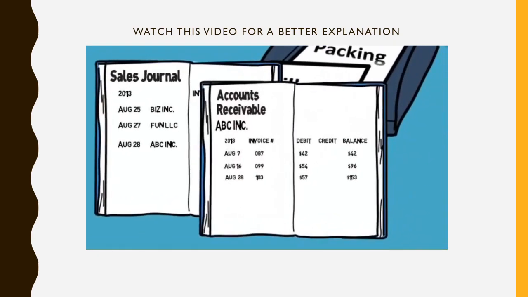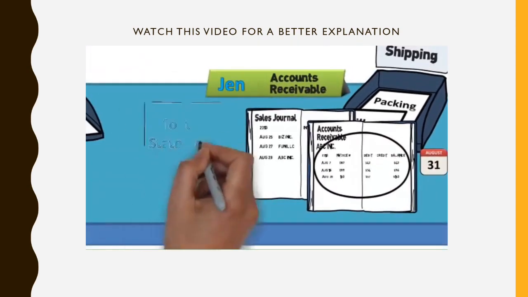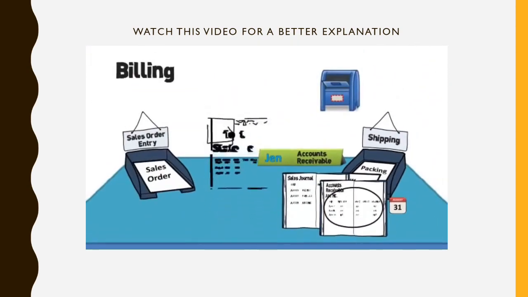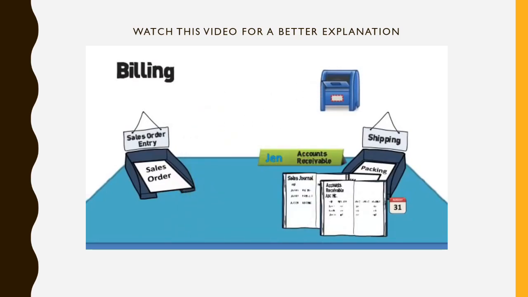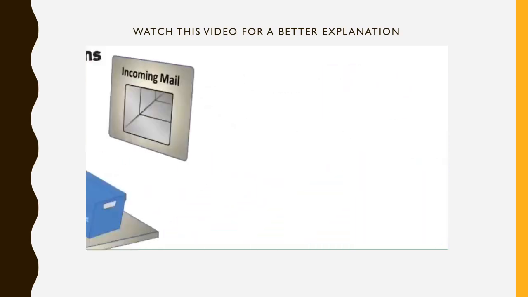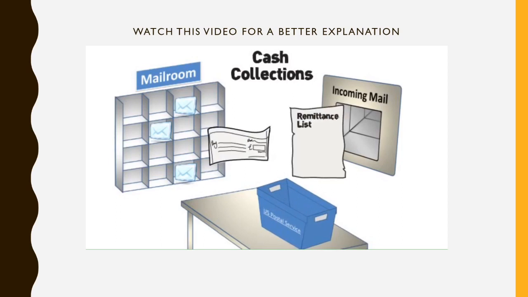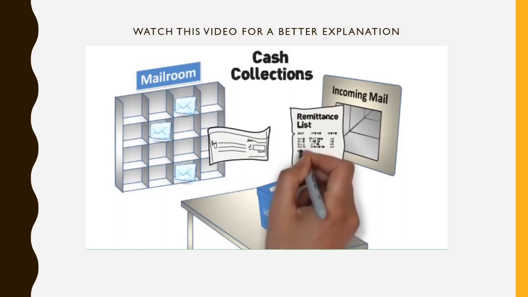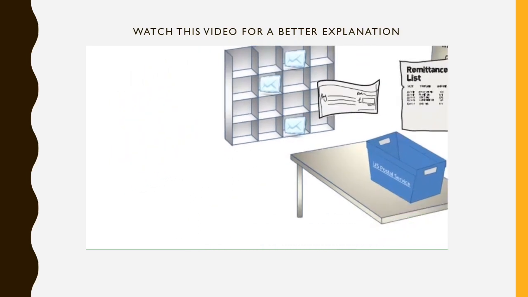At the end of the month, Jen takes this information and drafts up a monthly statement that is also sent to the customer. The cash for this sale is then collected when the customer pays this invoice. After the payment comes in, it is recorded on the remittance list, and the payment is deposited in the bank.